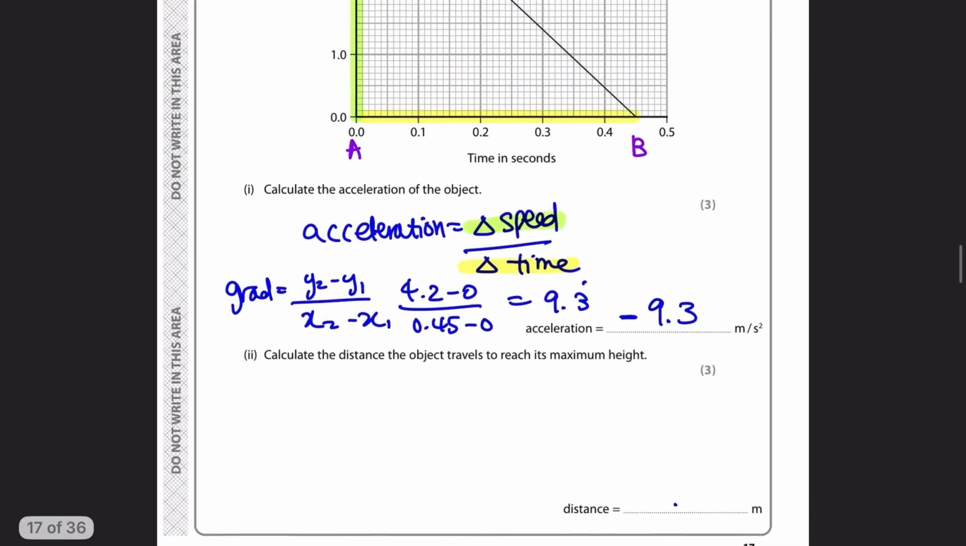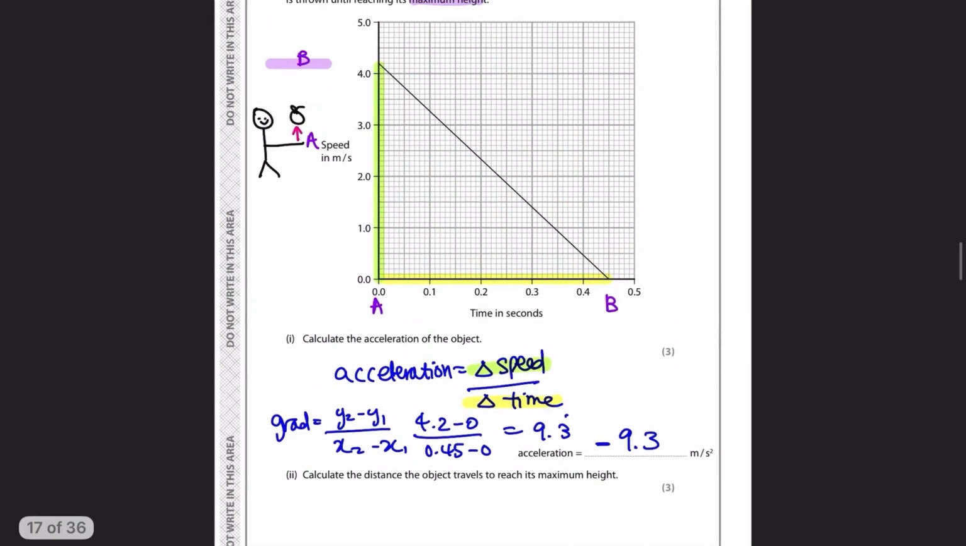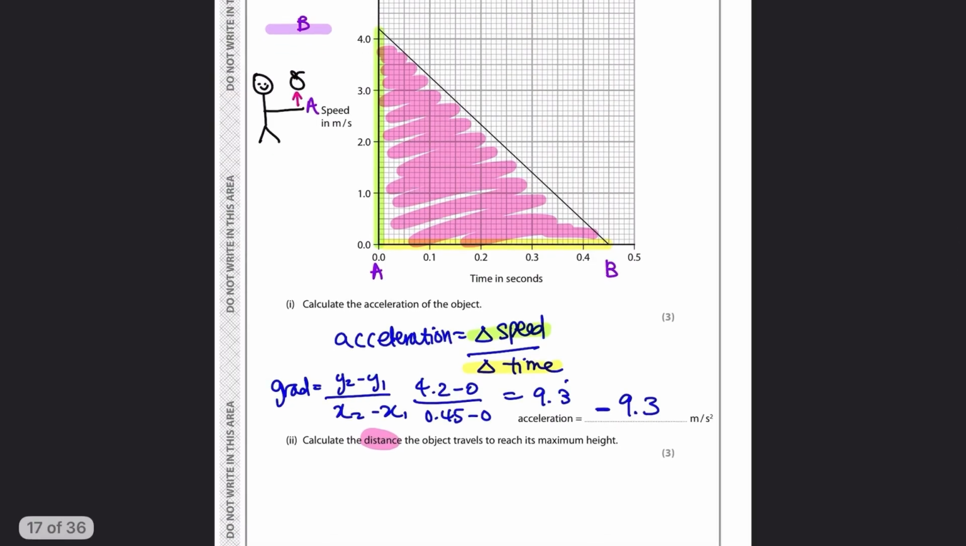Right. Okay, calculate the distance the object travels to reach its maximum height. Let's look at the whole graph. Whenever you see a speed time graph, you should automatically know that the distance is represented by the area under the graph. So this is simply a calculation of the area of this triangle, which is base times height divided by 2. That's the formula for area of a triangle, right?